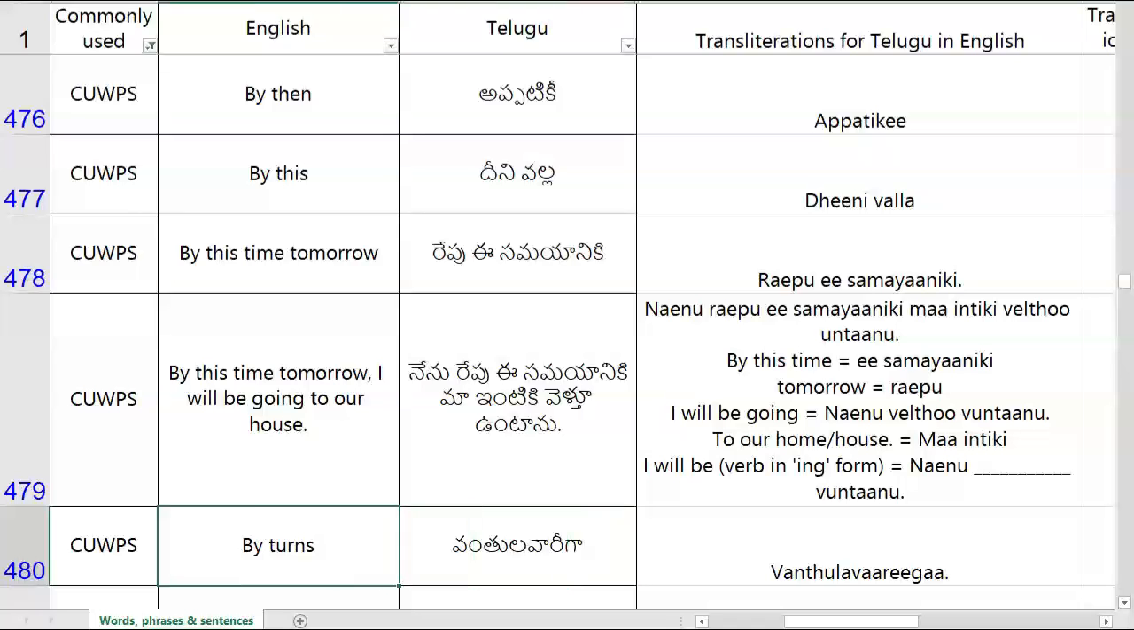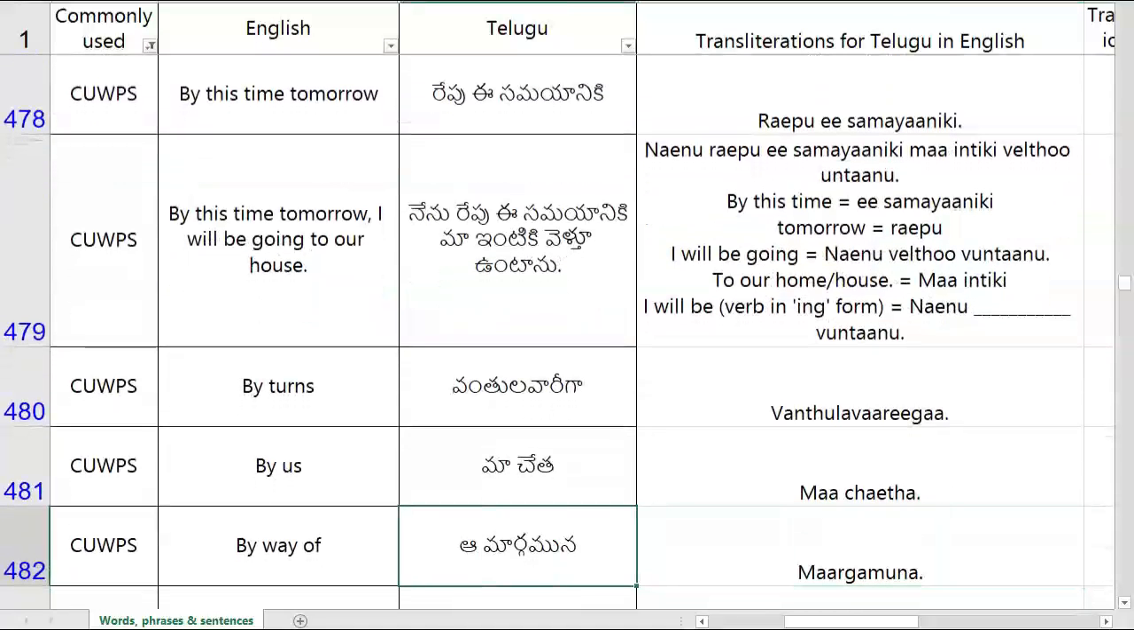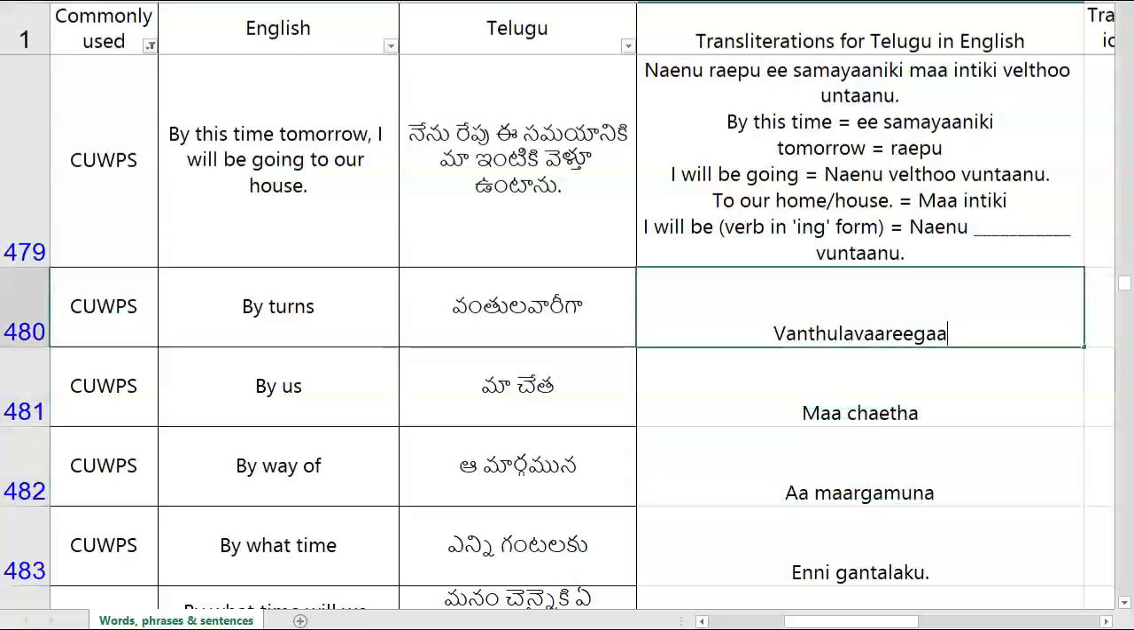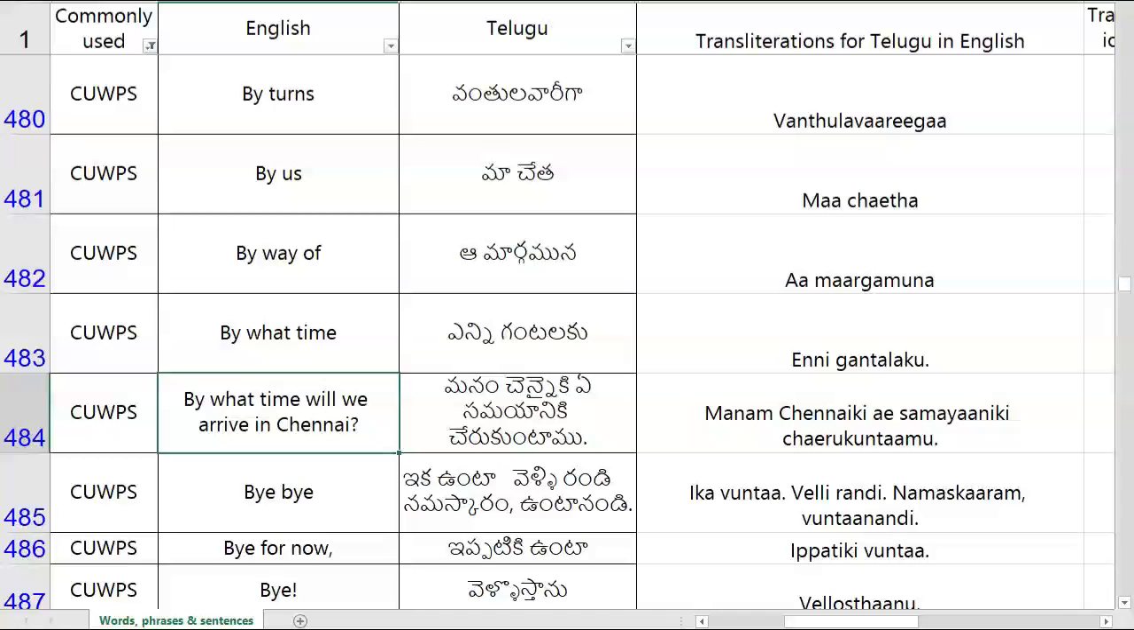The next phrase is by turns means వంతుల వారీగా. By us means మా చేత. By way of means ఆ మార్గమున. By what time means ఎన్ని గంటలకు. Or you can also say ఏ సమయానికి.